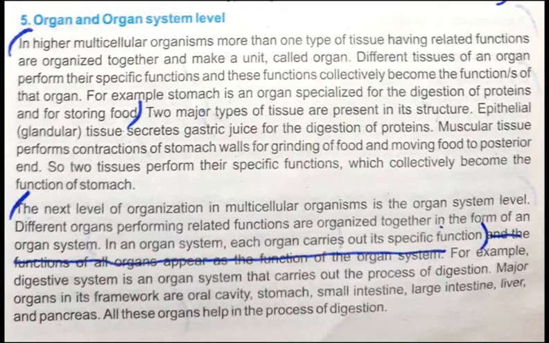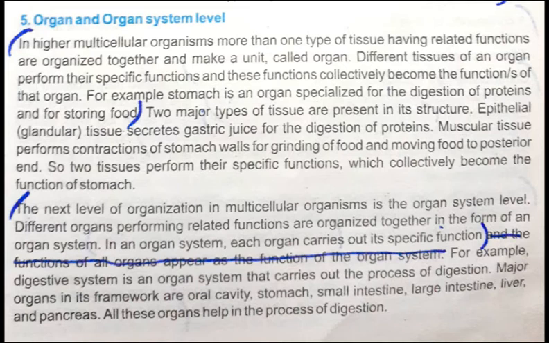Stomach is basically an organ that is present in our body for the digestion of food, and that organ is made up of two types of tissues. One is epithelial tissue, that is also called glandular tissue. It secretes gastric juice which helps in the digestion of protein. The second tissue that is present in our stomach is muscular tissue, and that tissue performs the contractions of the stomach. Okay students, and this contraction of the stomach helps in the grinding of the food, and after the grinding, that food moves towards the posterior end.